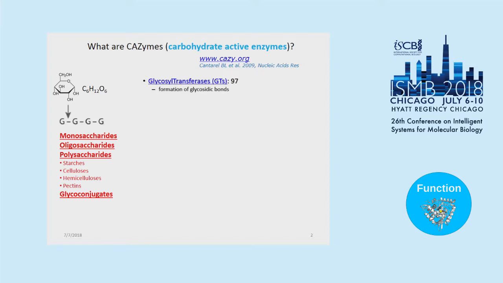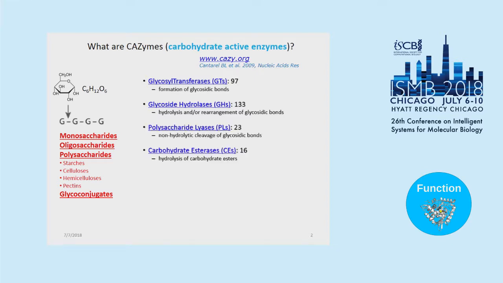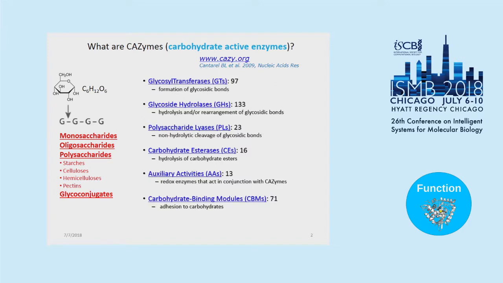In addition to those saccharides, we also have hybrid molecules like glycoconjugates. They have a sugar group, but also other groups, like glycolipids or glycoproteins. Degradation of those carbohydrates or polysaccharides or glycoconjugates needs different kinds of enzymes: glycoside hydrolases, polysaccharide lyases, carbohydrate esterases, and enzymes with auxiliary activities. We also have those short modules which are non-catalytic carbohydrate binding modules, CBMs.